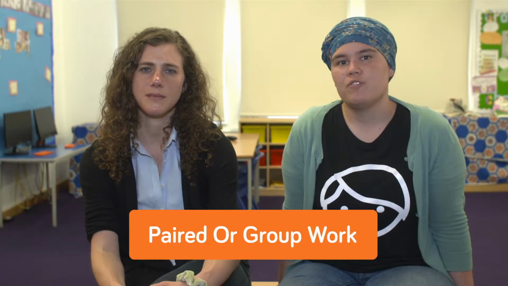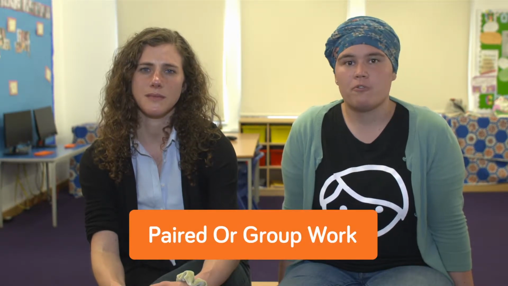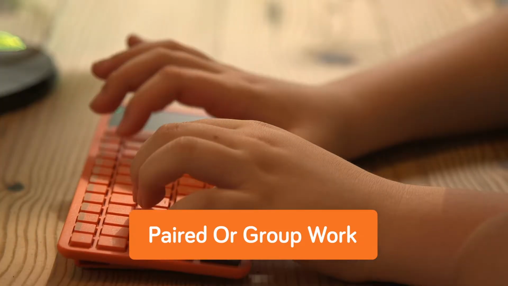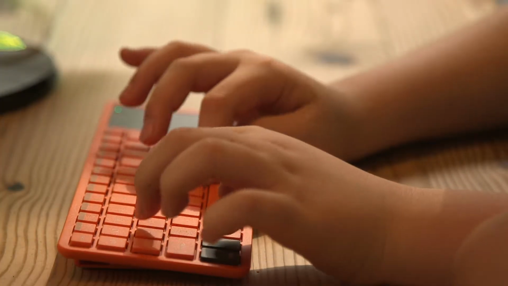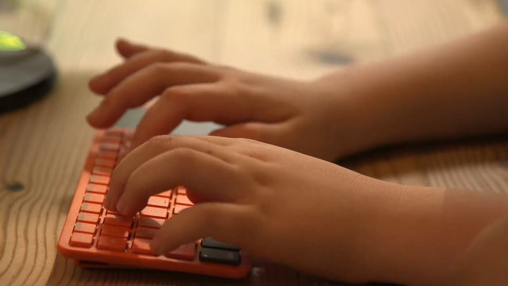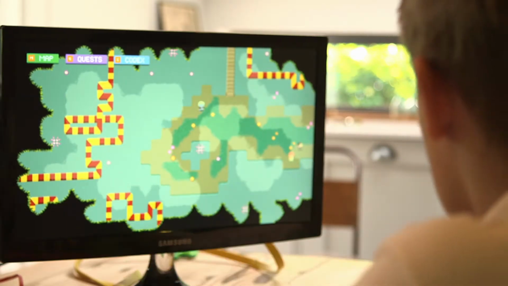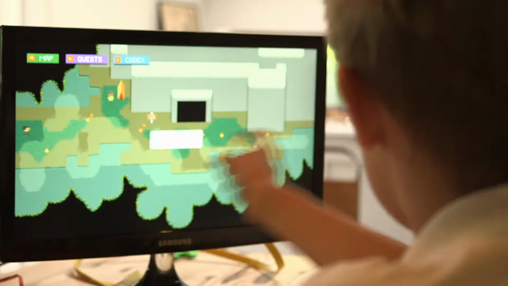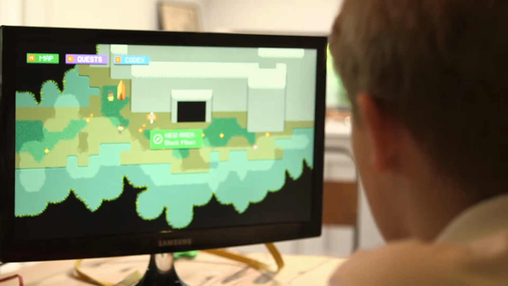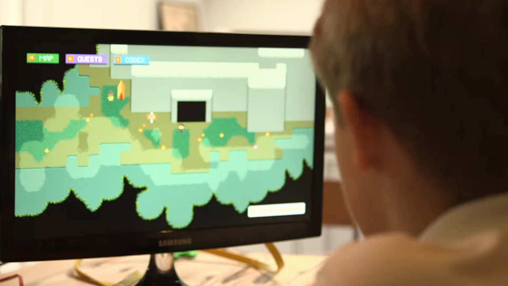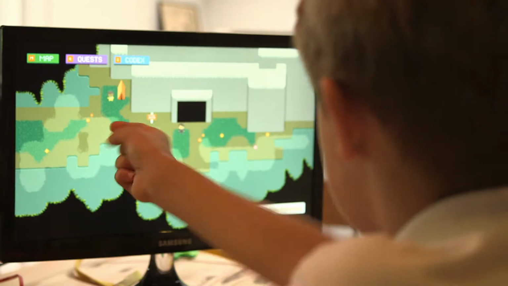For the types of settings that you're going to have students working with coding and curriculum, it's really helpful to have a paired or group environment. So in a paired environment, you might have a student that is the driver and another one that is the navigator. The driver is the one that's controlling the keyboard and moving the mouse around, whereas the navigator is the one reading the instructions that are on the Kano and then telling the driver how to move around on the Kano.